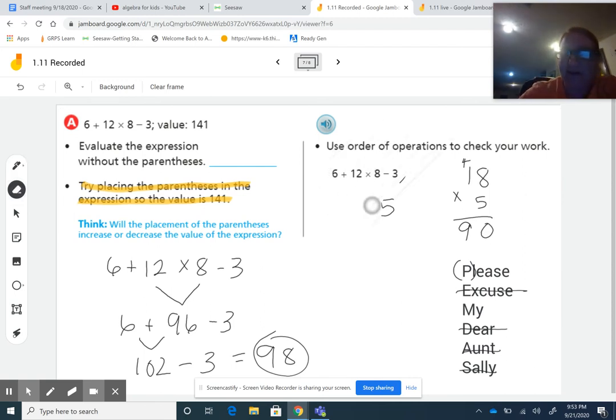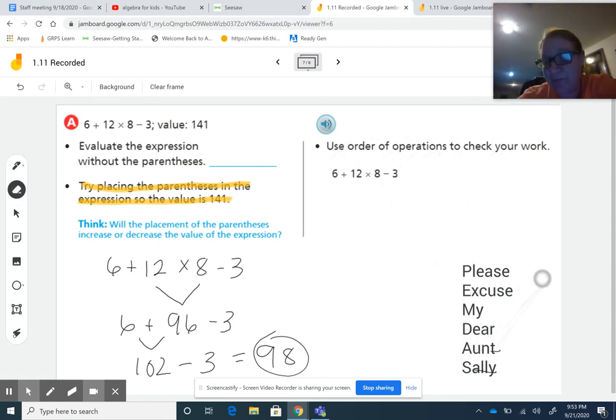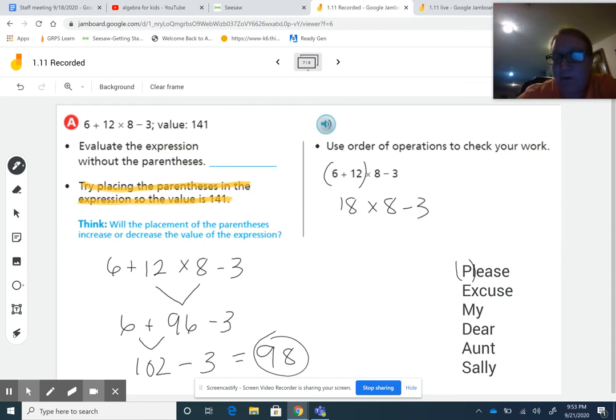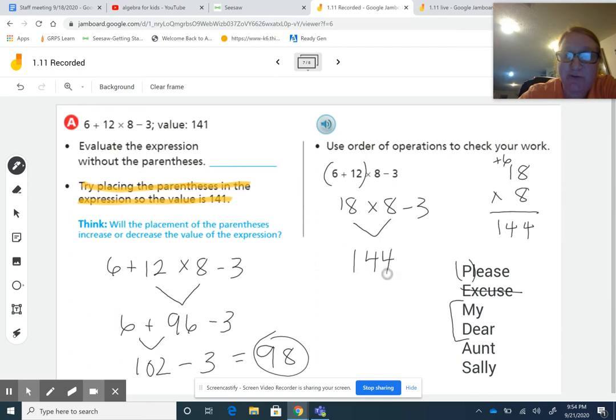Let me erase. But we can do parentheses just about anywhere. So let's do parentheses just around 6 plus 12. So 6 plus 12, we have parentheses. 6 plus 12 is 18. And we're going to multiply that times 8 minus 3. We have no exponents, so next is multiplication and division. We do have multiplication, so we have 18 times 8. 8 times 8 is 64. And 8 times 1 is 8, plus 6 is 14. So we have 144.